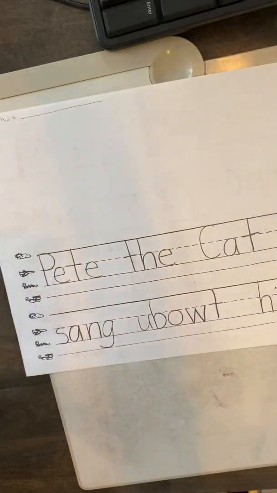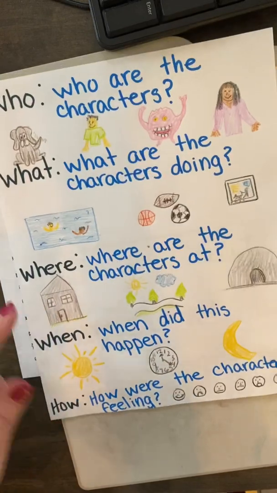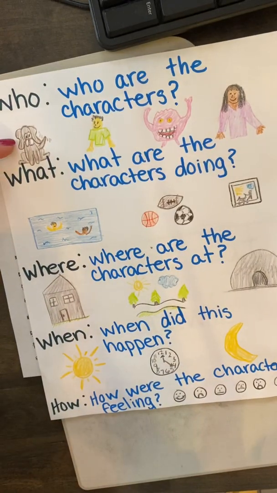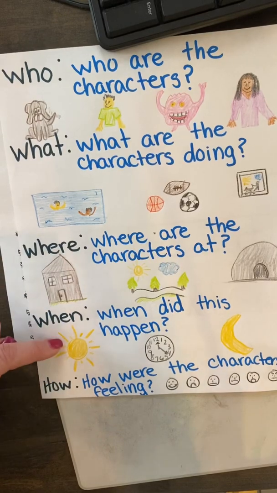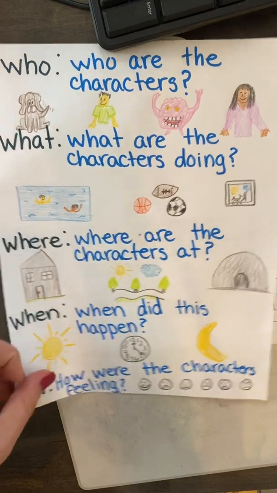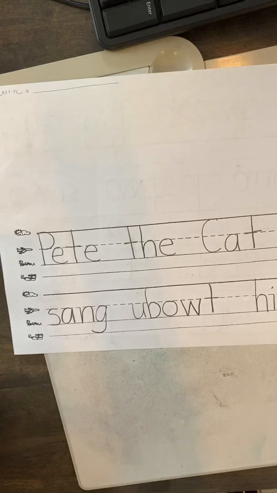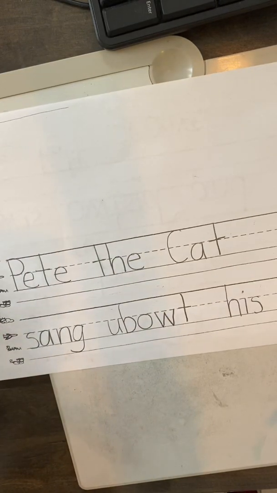Remember, you guys are writing about Pete the cat and his 4 groovy buttons. You're writing who the characters were, what the characters were doing, where the characters were, when did this happen, and how were the characters feeling. If you want to write something similar to mine, you're welcome to. If you want to write your own, come up with your own ideas about how you want to say things, you're welcome to do that too.